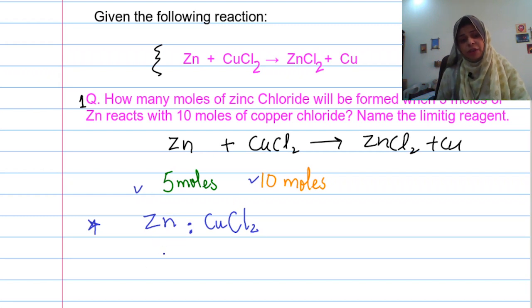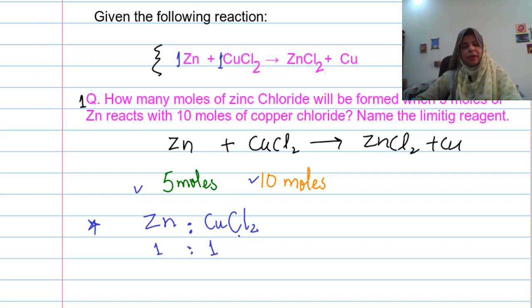The moles of zinc from the equation: 1 mole of zinc and 1 mole of copper chloride. Okay, 1 mole of zinc reacts with 1 mole of copper chloride. This is a standard one, right? As I have said to you, in one burger bun we need one chicken patty and one cheese slice. Same like this, 1 mole of zinc will react with 1 mole of copper chloride to give you the product. Okay, these are the standard values.